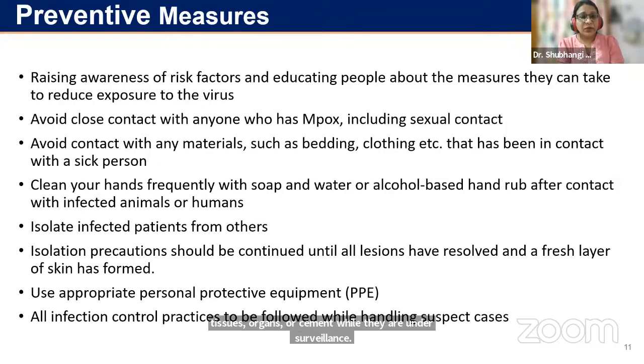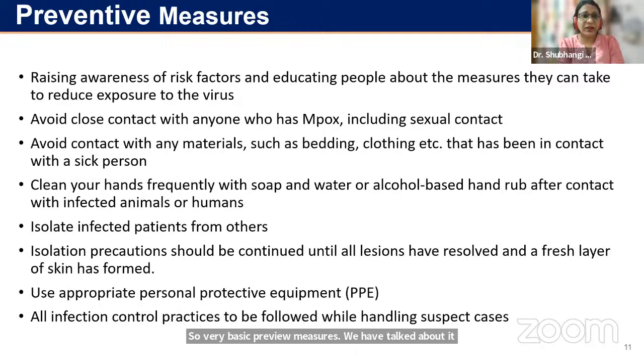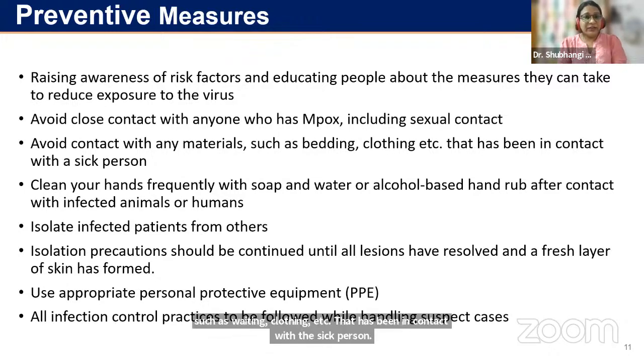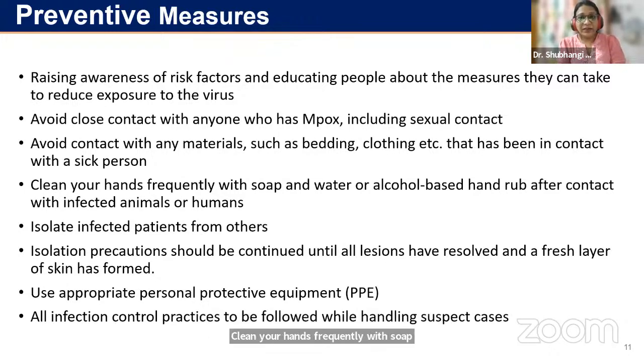Now, very basic preventive measures, which we have talked about. The first and foremost important point is raising awareness of risk factors and educating people about the measures they can take to reduce exposure to the virus. Avoid close contact with anyone who has Mpox, including sexual contact. Avoid contact with any material such as bedding, clothing, etc. that has been in contact with a sick person. Clean your hands frequently with soap and water or alcohol-based hand rub after contact with infected animals or humans. Isolate the infected patient from others.